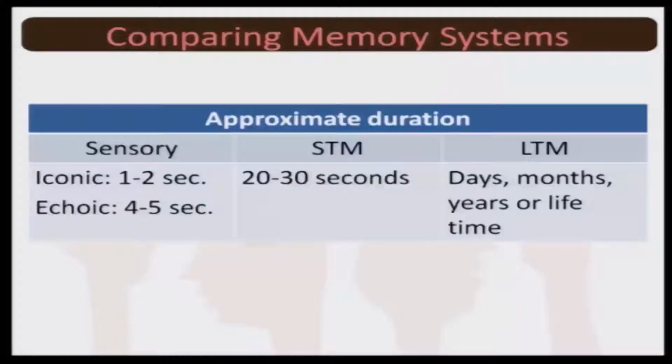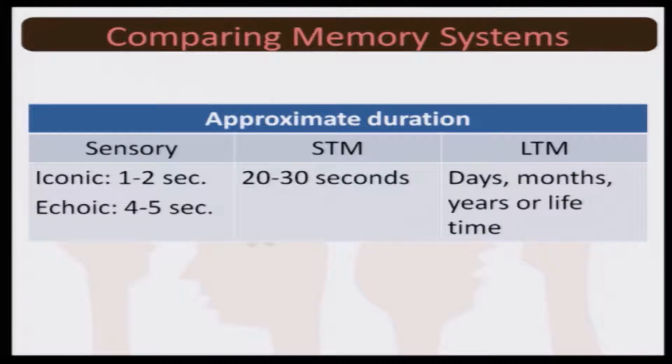Having now understood sensory, short term and long term memory, let us try to compare these three systems of memory. We will compare these three structures of memory on certain criteria. So, on the screen, in the white font, the word written there is the criteria on which the three memory systems are being compared. First, let us compare memory systems in terms of their approximate duration.